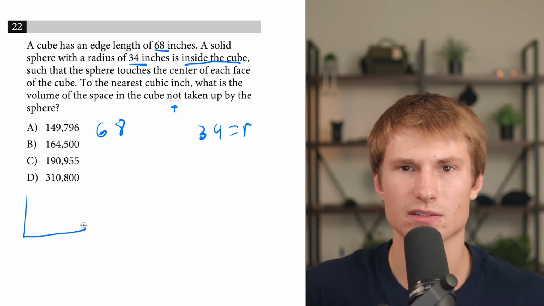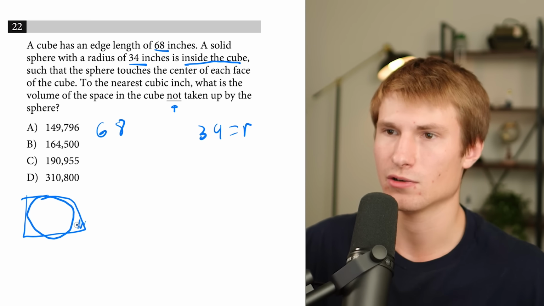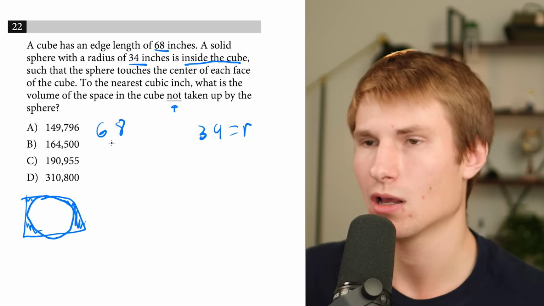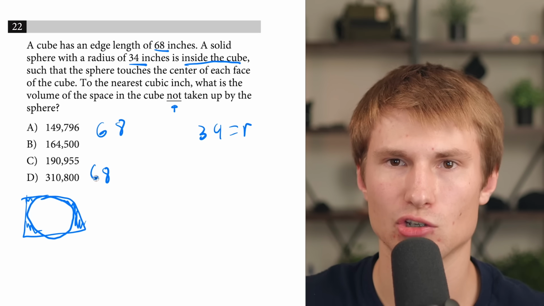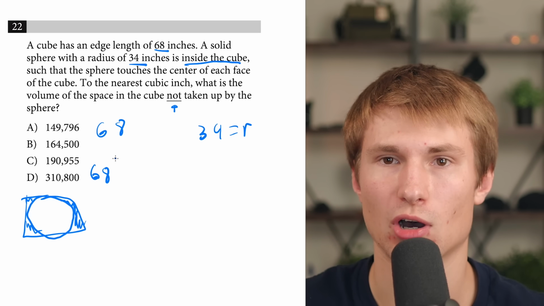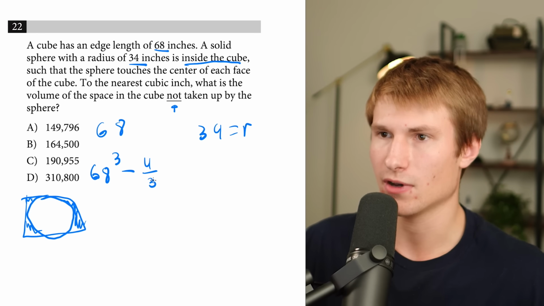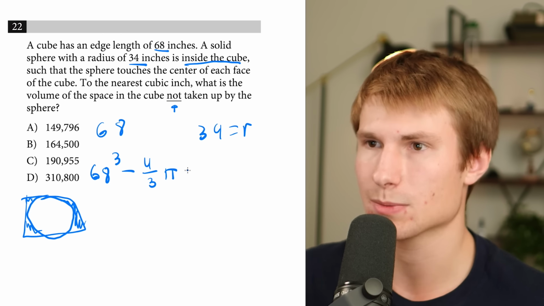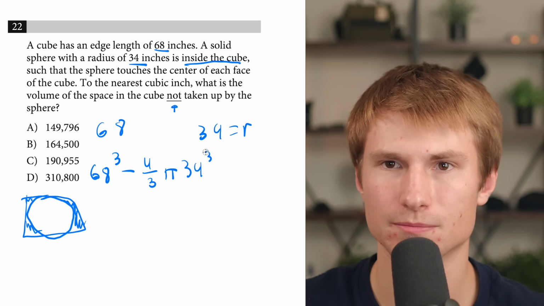If we quickly draw this, I'm just going to draw it two-dimensional because I can't really draw very well. We're looking for the value of the space that is not taken up, so this is a subtraction question. We need to start by calculating the volume of the cube, so that's going to be 68 cubed. Keep in mind length times width times height in a cube, all of those are the same. So 68 cubed. Now we have the volume of a sphere, which is 4/3 pi r cubed. Our radius is 34, so 34 cubed.